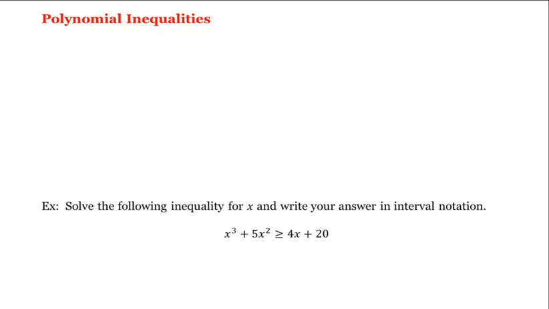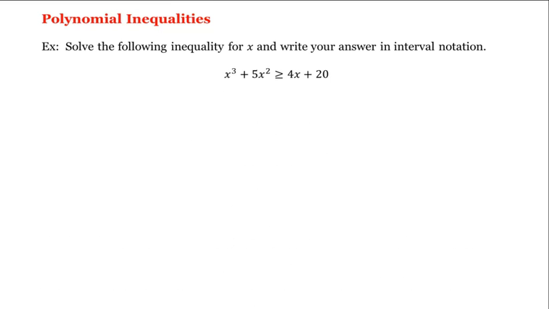Let's look at polynomial inequalities. For example, let's solve the following inequality for x, and then we'll write our answer in interval notation. The first thing we'll do is bring both the 4x and the 20 to the left-hand side of this inequality, which gives us x cubed plus 5x squared minus 4x minus 20 is greater than or equal to 0.